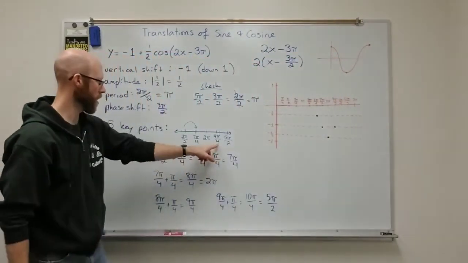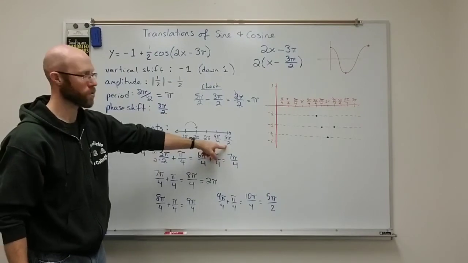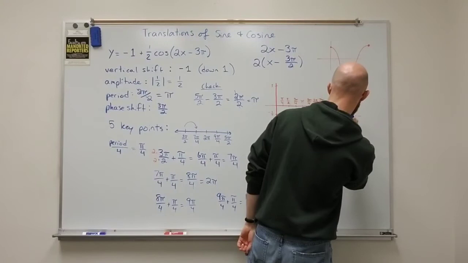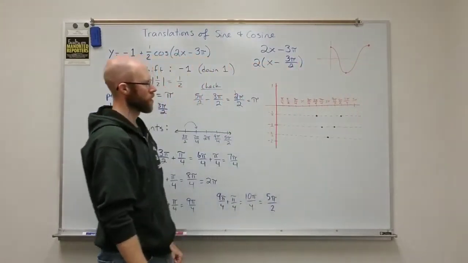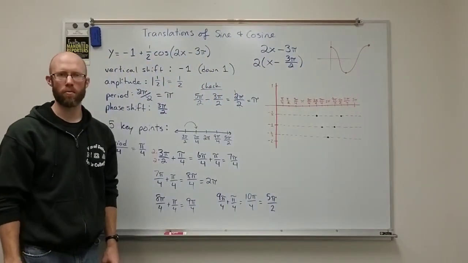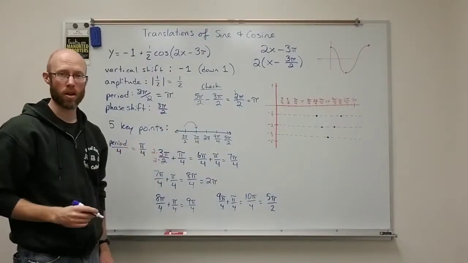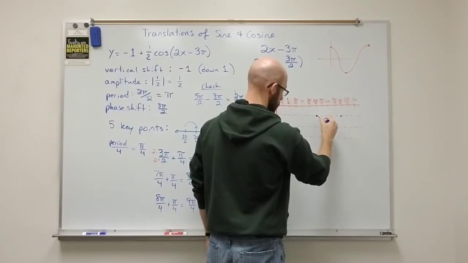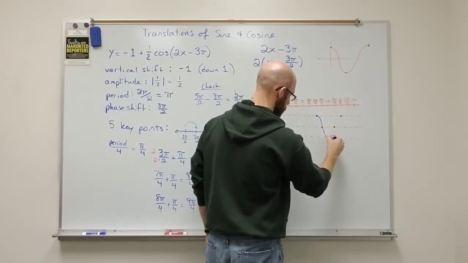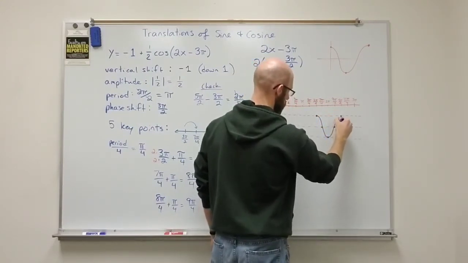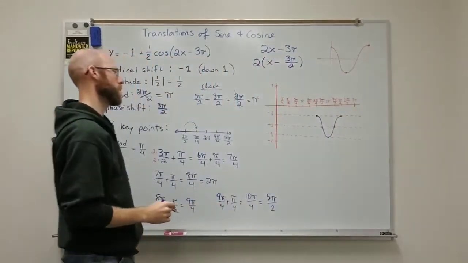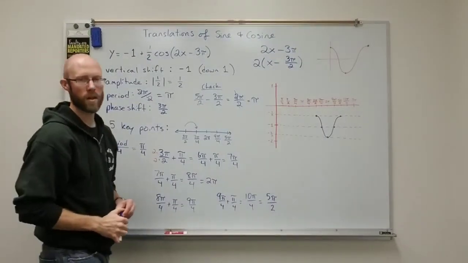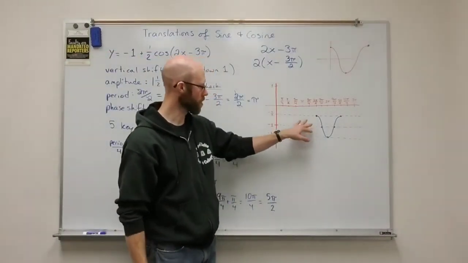Okay, and then at 5π/2, it's going to be back up to the maximum. 5π/2. There we go. All right, so you can see the 5 key points are plotted. Now I just got to get my curve to go through them nicely. And this is quite steep, so it's, yeah, but that works. It's not going to be quite as exaggerated of a curve as I like, but that works. It's not too bad.